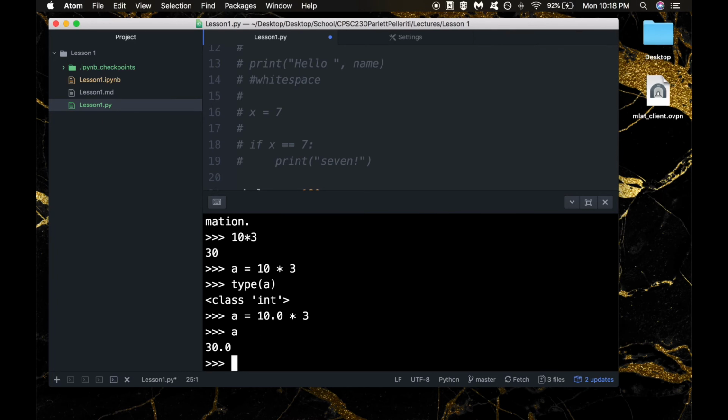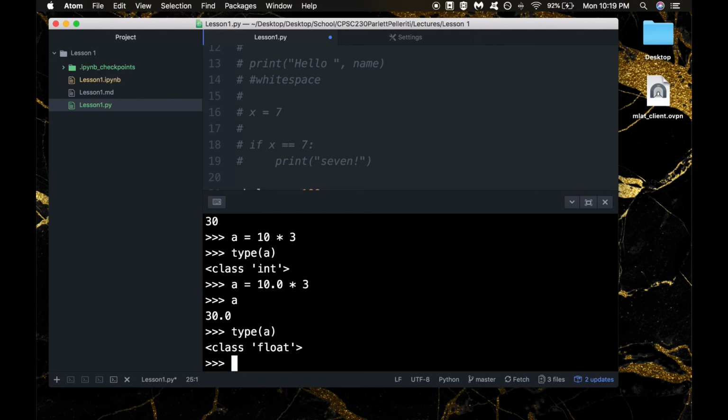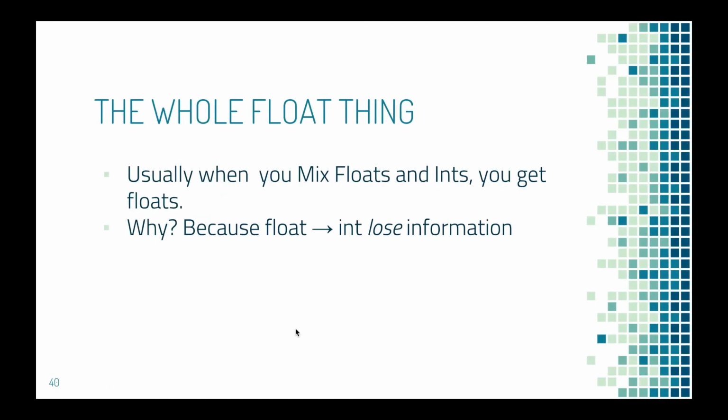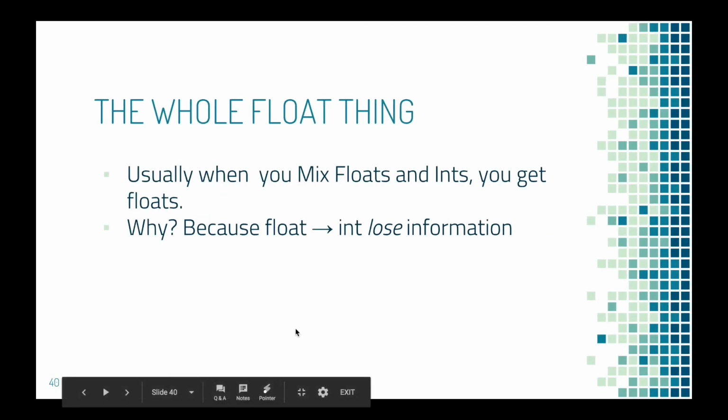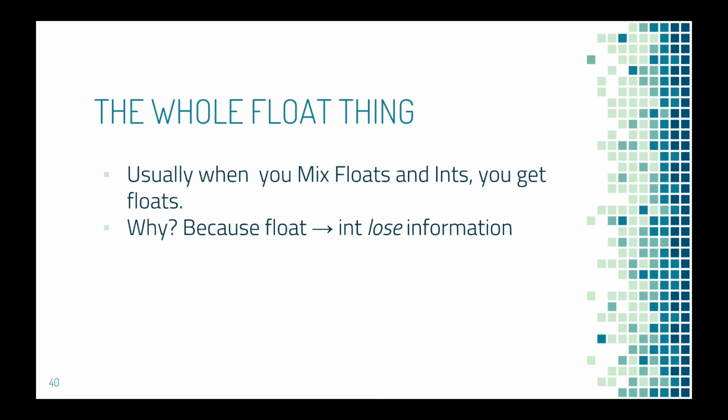You can see that instead of an integer that doesn't have a decimal value, we have a float. Even though there is no decimal part, they're all zeros, this is still a floating point number because it contains information about the decimal. And we can double check. We can say type A. Oh, it's a float. So what's happening here is when Python does operations with floats and integers, it is going to usually default the answer to be a float.